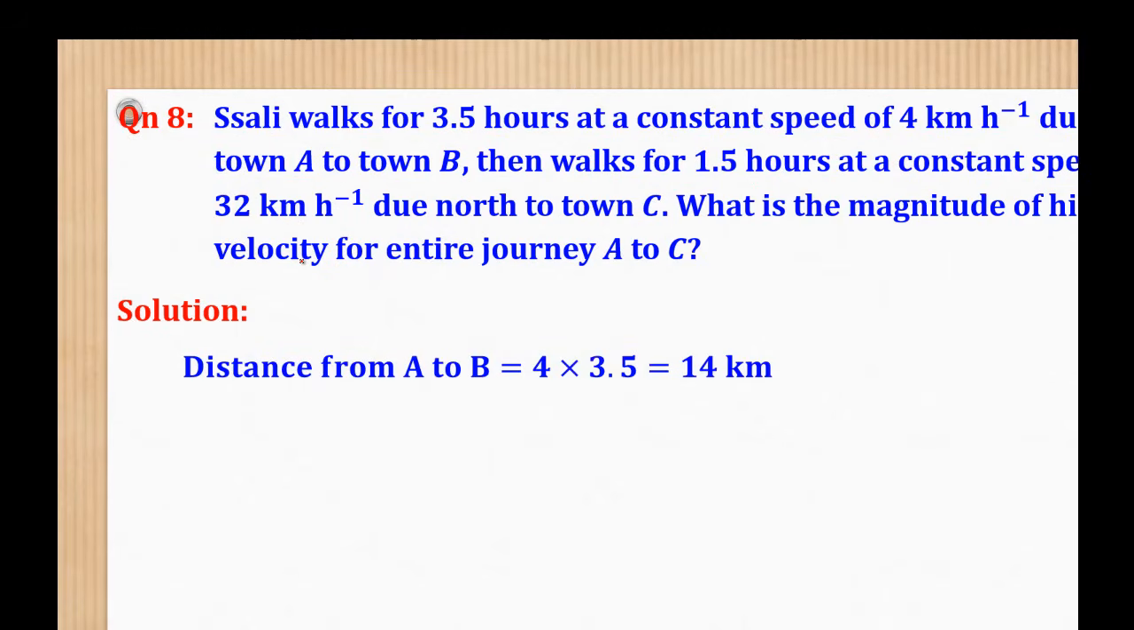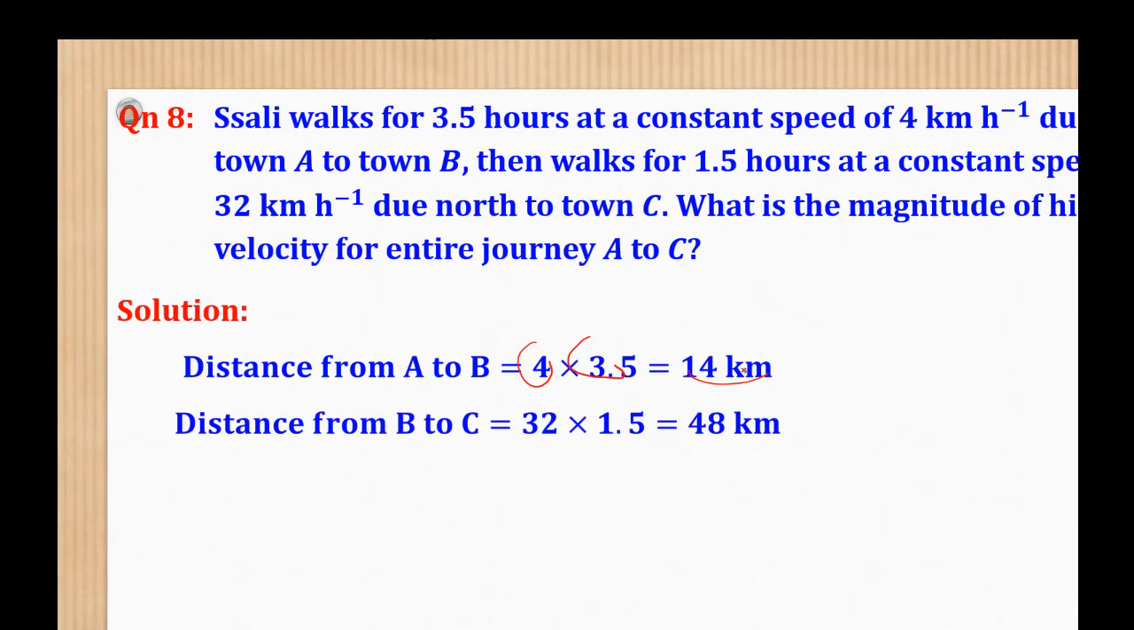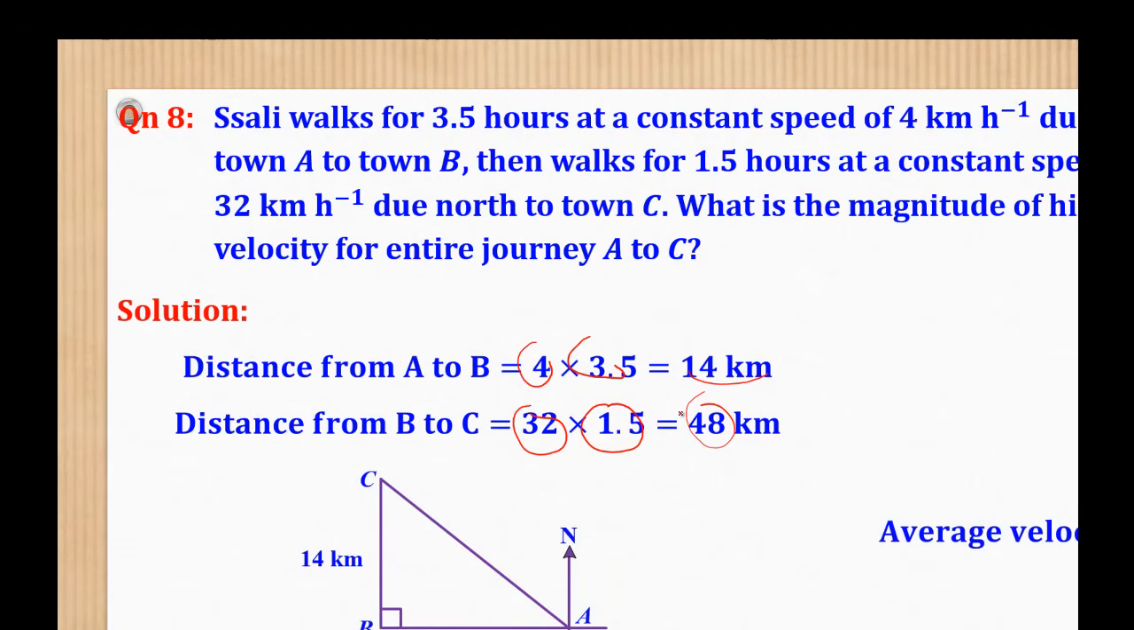So distance from A to B is speed times time. Then distance from B to C is the same thing, speed times time, to give you the distance. Then I can now draw, because we're interested in the direction also. From A to B, I move due west. Then from B to C, I move due north. Then the resultant is from A to C, which can be got by Pythagoras theorem.